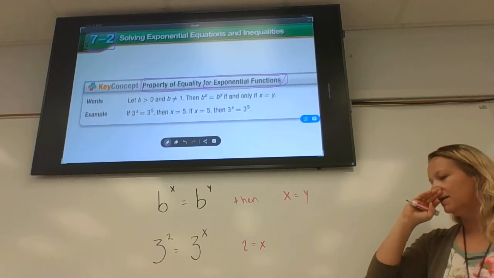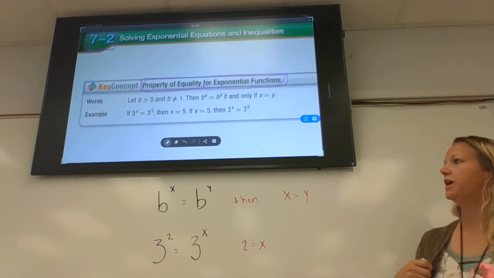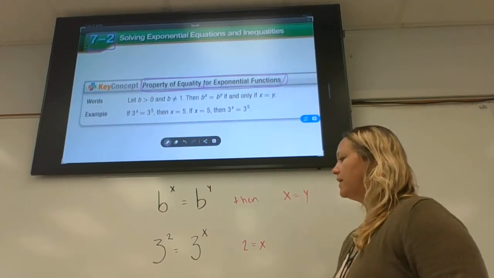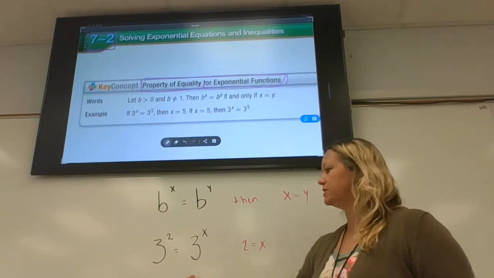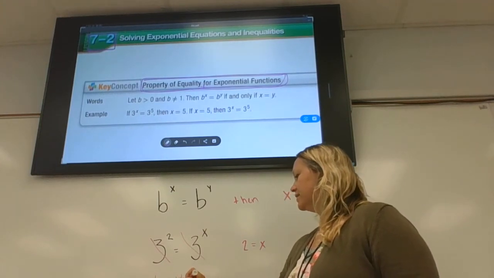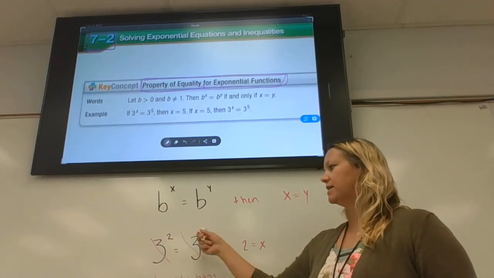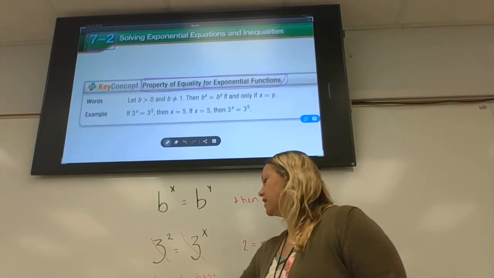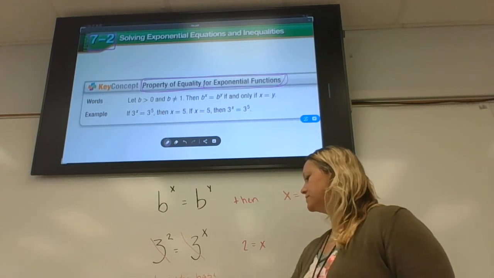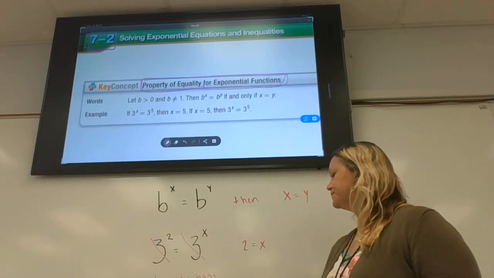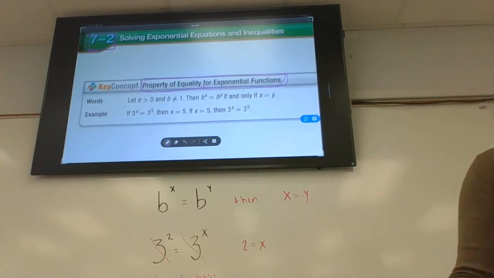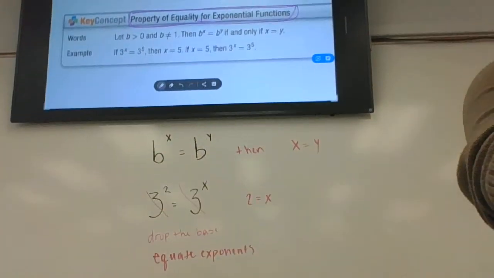Property of equality. We're solving, trying to find x. So if you have the same base, pretty much what you can do is just drop the bases. You drop the base and you set the exponents equal. The way we say that most efficiently is to say equate exponents. You make it into a smaller, more simple equation. Well, let's get into an example.